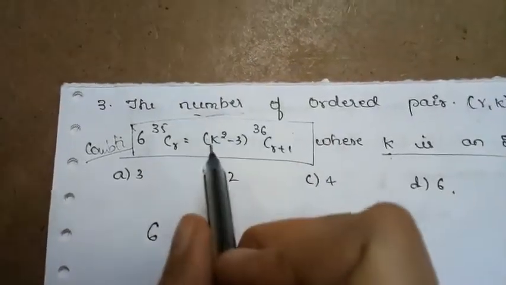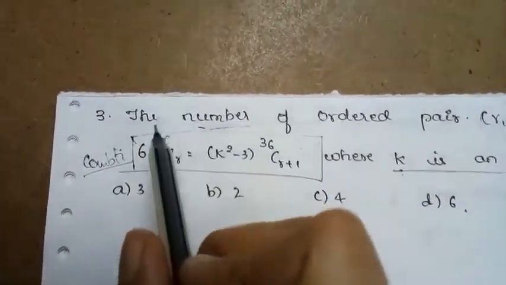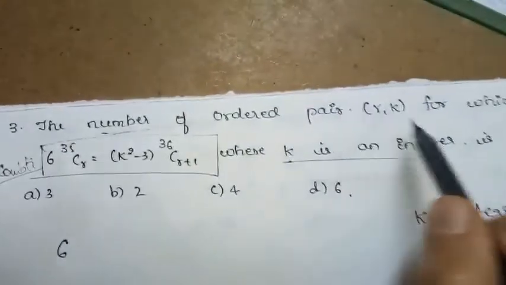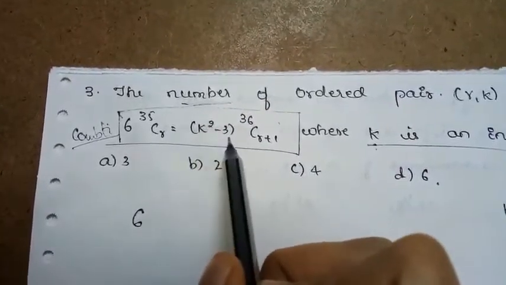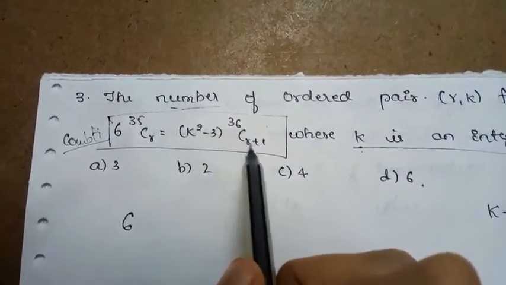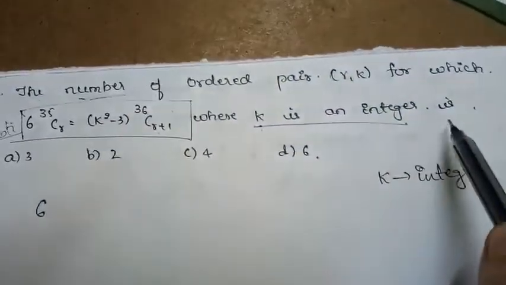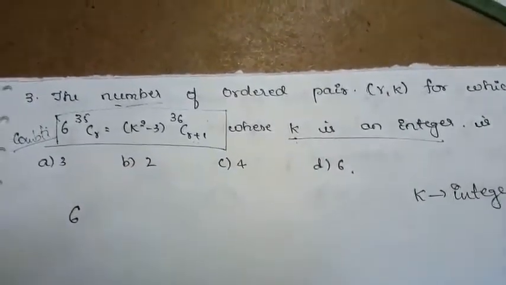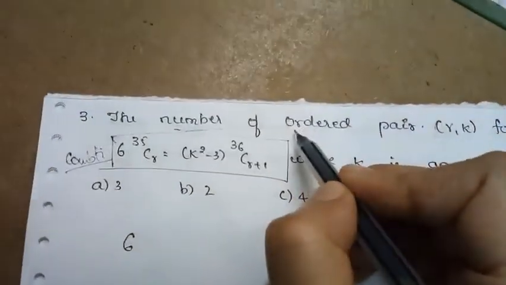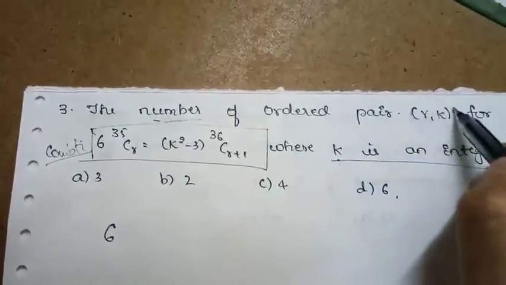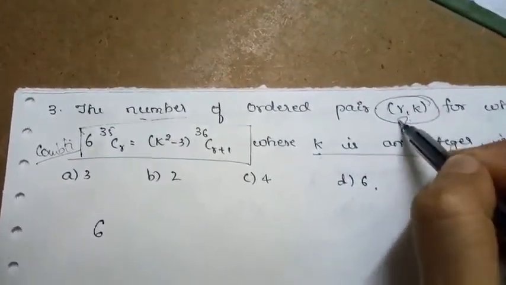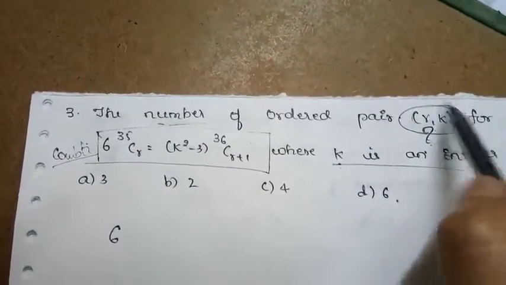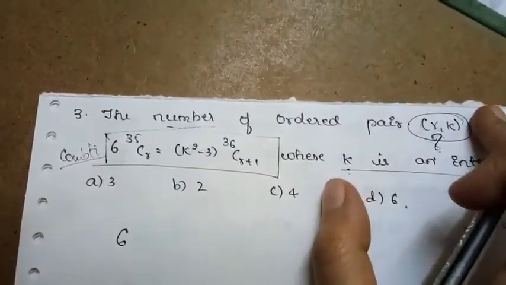So students, now let us move to the next question, that is the number of ordered pairs (r, k) for which 35Cr times 6 is equal to (k square minus 3) times 36C(r+1), where k is an integer. So our agenda is how many ordered pairs of the form (r, k) are possible. This is the thing we need to find out.